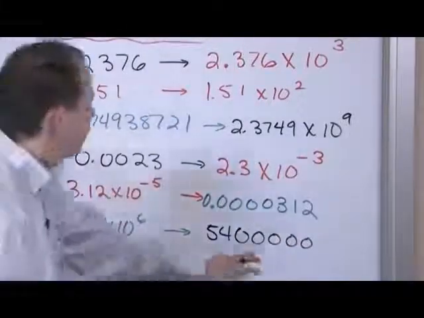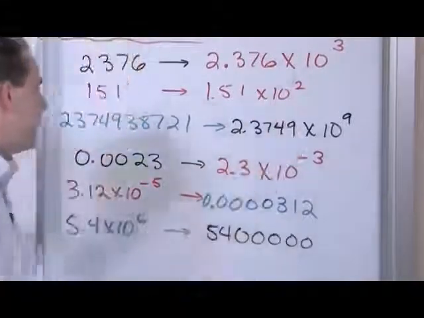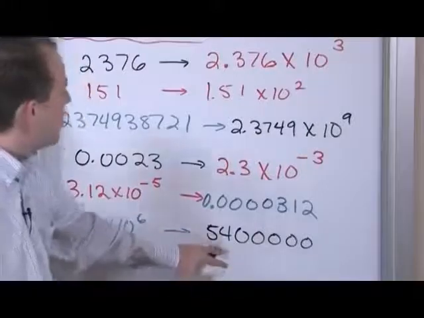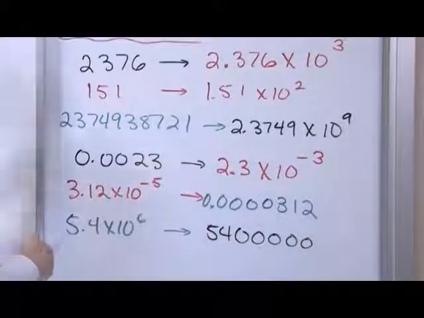So frequently you might put one less 0 or whatever, check yourself, and then you have to add a 0 to make sure. But this is what this means. 5.4 times 10 to the 6 is the same thing as 5,400,000. And that's a good intro to scientific notation.